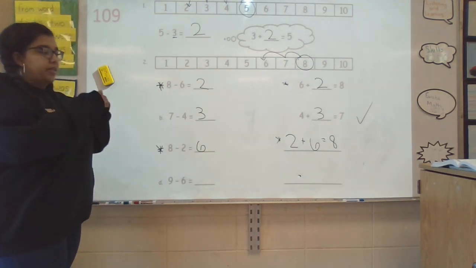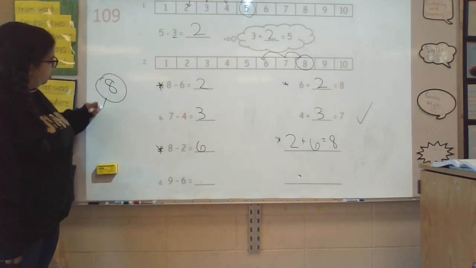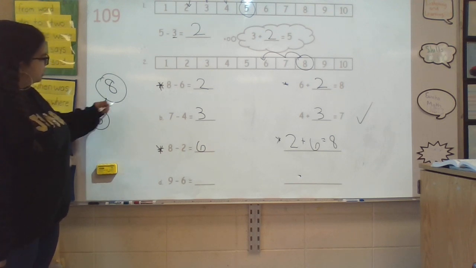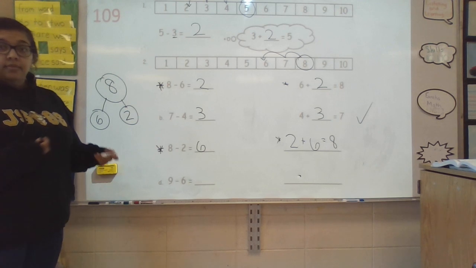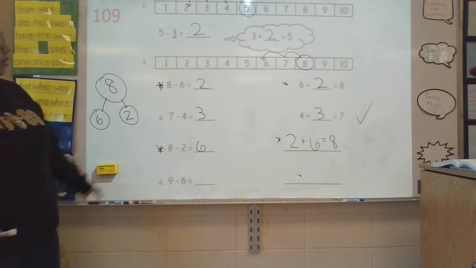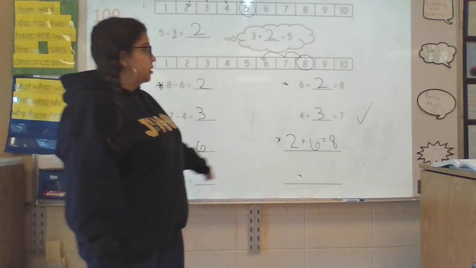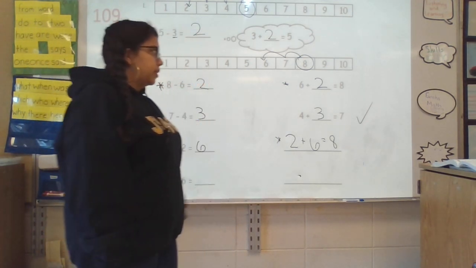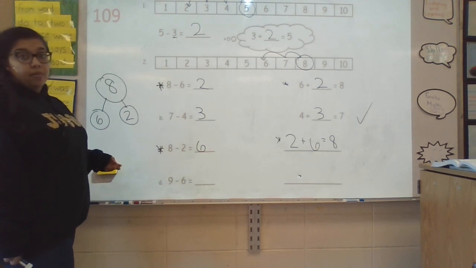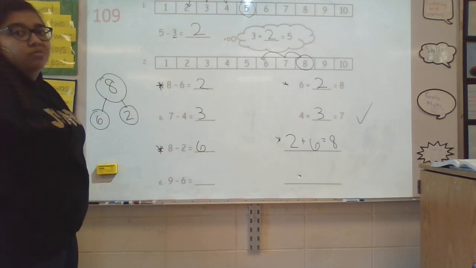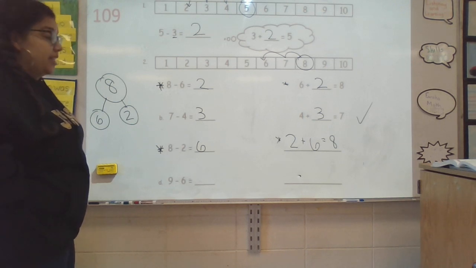Those all come from the same number bond, being 8 is your whole, 6 and 2 are your parts. You have 2 different subtraction sentences, 2 different addition sentences that all come from this one number bond. And that goes for any number bond, unless it's a double, because then your parts are the same. Those are the only exceptions.